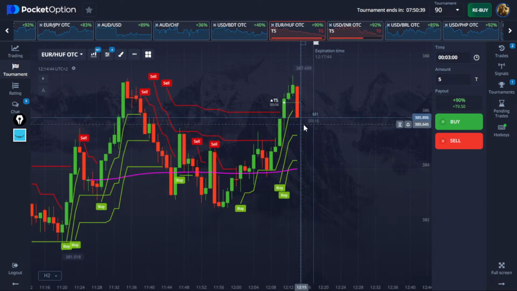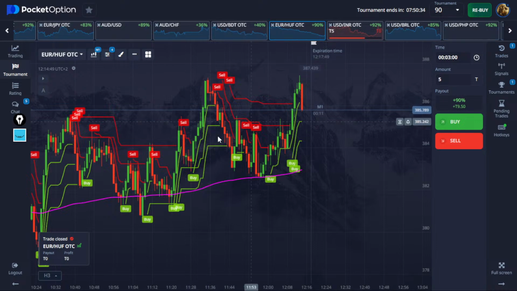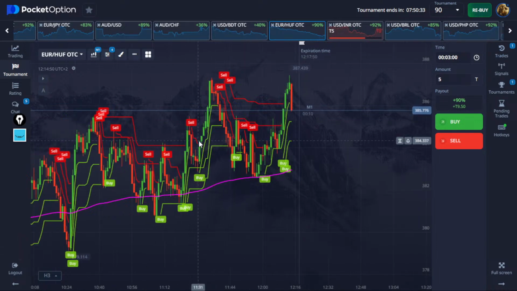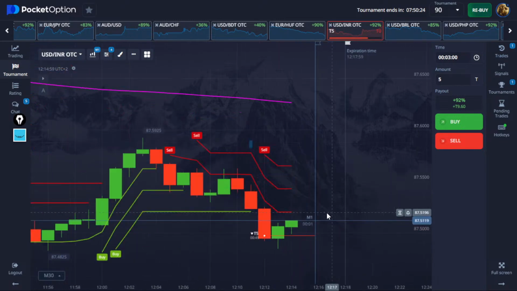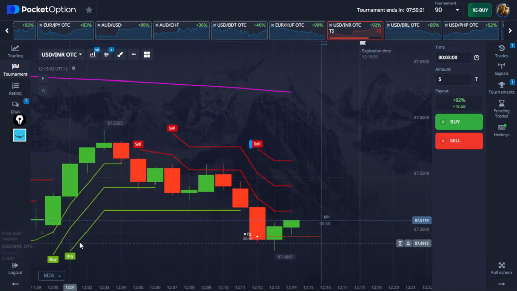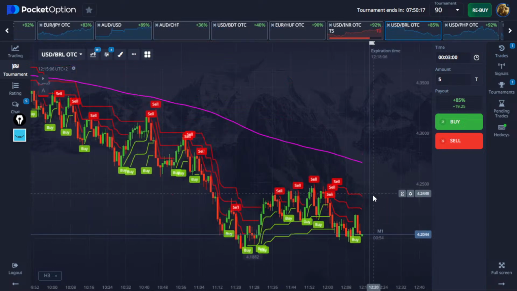This was already a risky one. See, it's consolidating a lot. You see no clear trend. The trend to the upside is not powerful enough to trade on this pair. So this is the result. We still have around 1 minute on this one. Let's see this situation here.